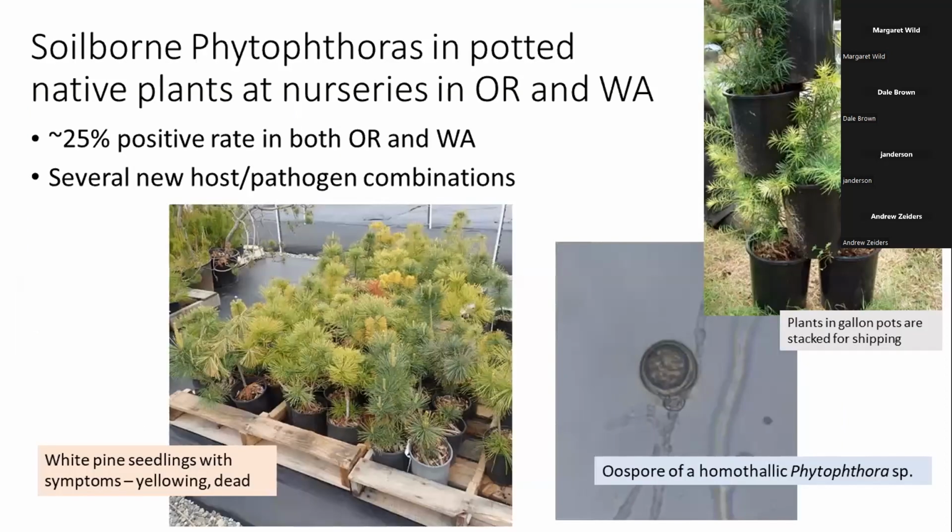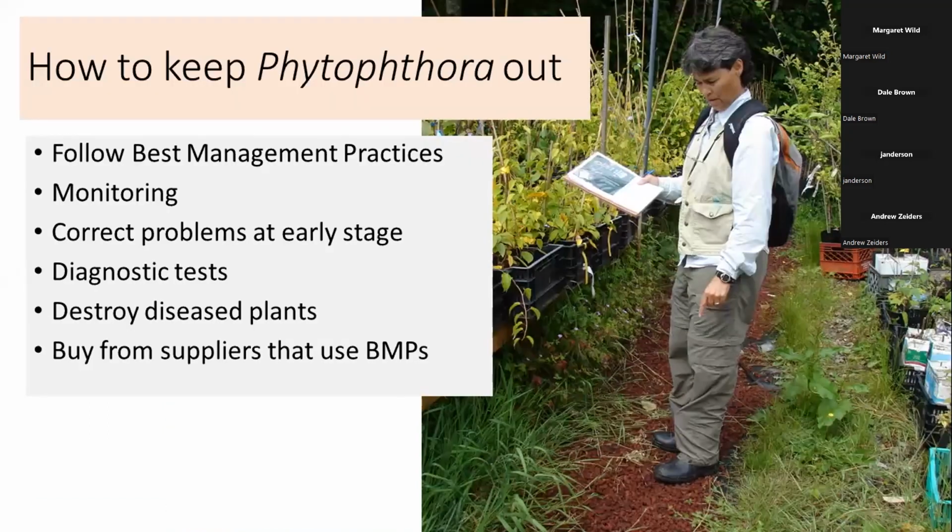We did a study a few years ago. We bought nursery plants, gallon-sized plants from different native plant nurseries, and sampled for Phytophthora, and 25% of the plants had at least one Phytophthora, which was really more than I thought we would find. So it can be there and not cause symptoms and just nibble away on the fine roots for a long time, so it's very difficult to deal with. So the best way to keep it out is to prevent infection from happening in the first place.